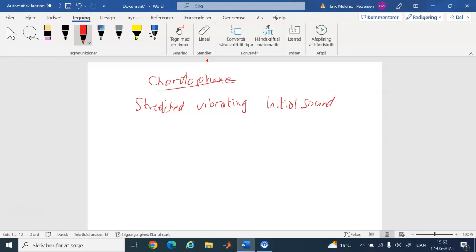Any class of musical instruments in which a stretched vibrating string produces the initial sound. If we have some open tube here, and we have the acoustics of a string and an open tube, or string. It should be string.